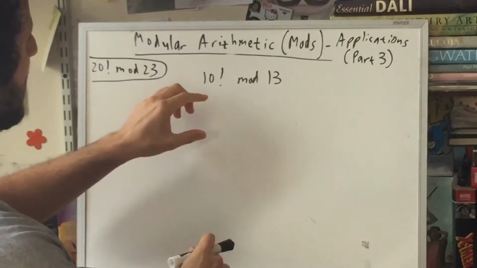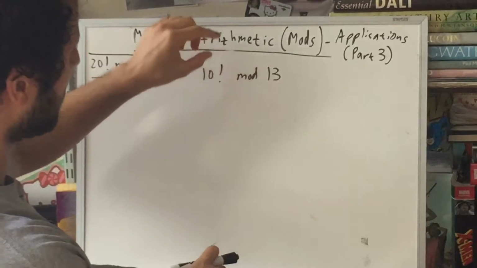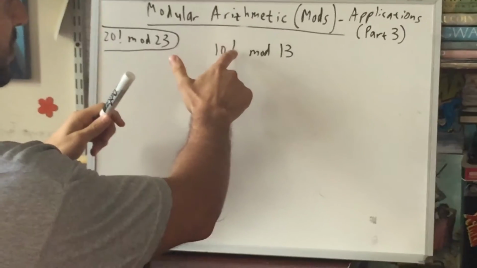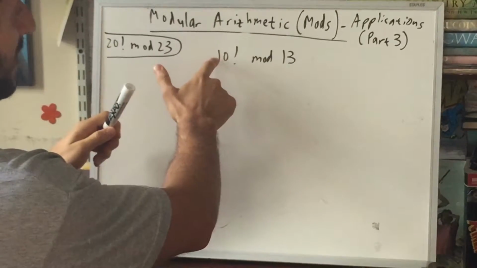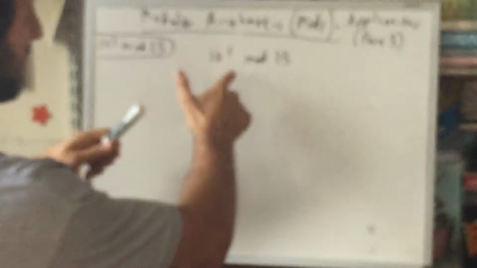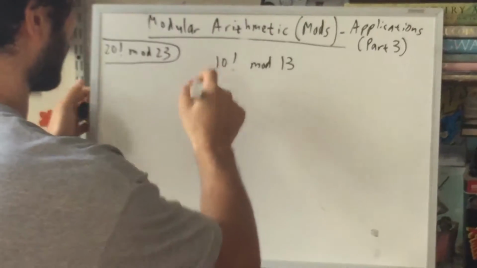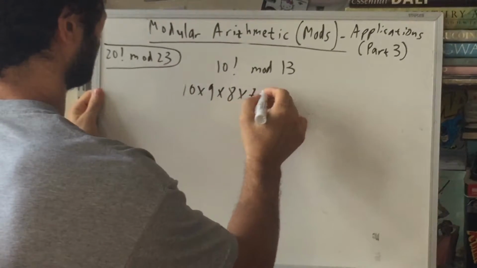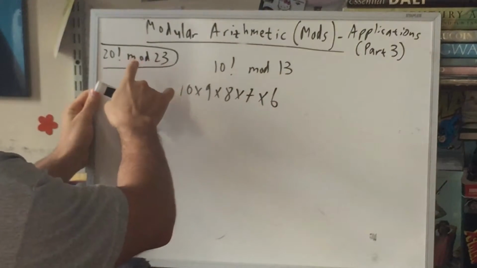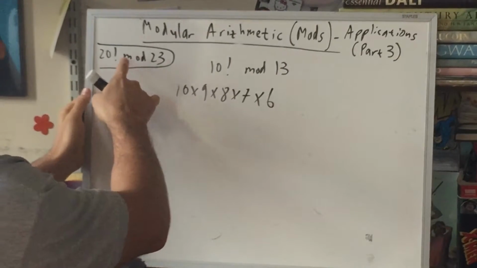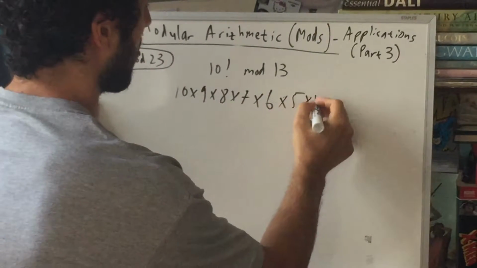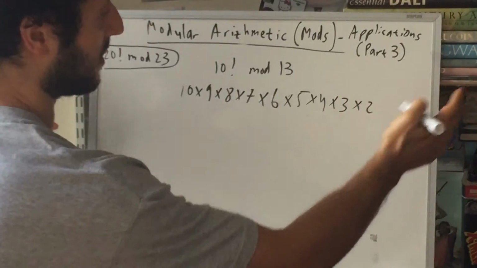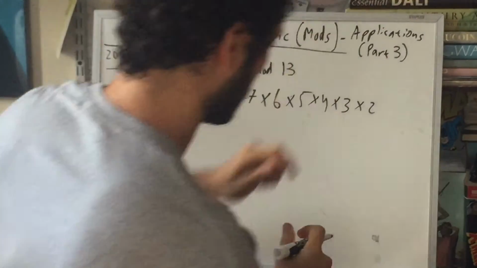Alright, so we want to find the remainder of 10 factorial divided by 13, or 10 factorial mod 13. So again, to remind you, factorial just means multiply this number times every number below it till you hit 1. So 10 times 9 times 8 all the way down to 1. So let's write that out. If you're trying to do this by yourself, this is going to be a little tedious, but it'll give you some good practice. Alright, so I won't write the 1 because a 1 is just 1 mod 13, doesn't give us anything new.